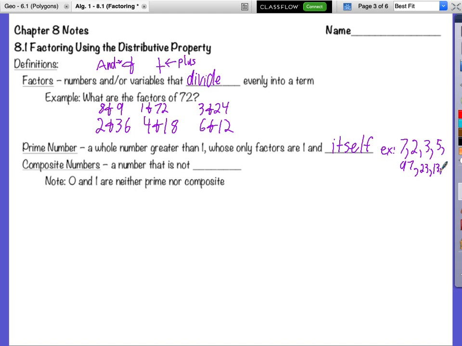Otherwise there's technically potentially infinitely many, especially if we include fractions. Okay, we're not doing that. Now, the number has to be greater than 1, so 0 and 1 can't be prime. And then this other word that says composite. Composite just means it's not prime. So it's either prime or it's composite. It's one or the other.